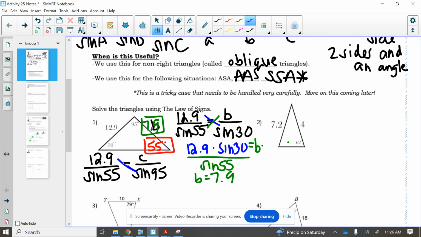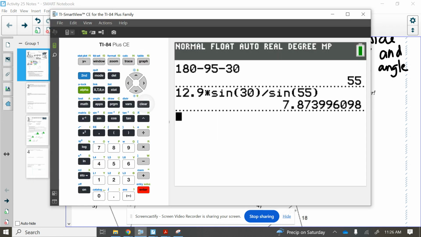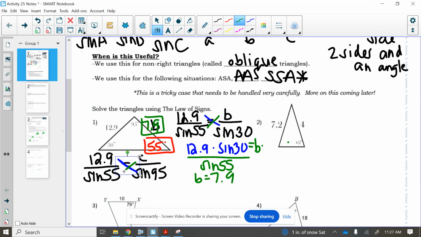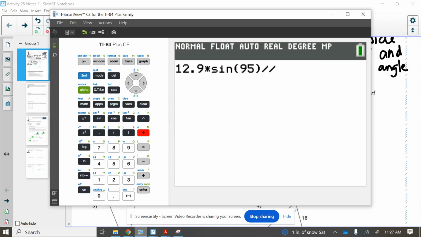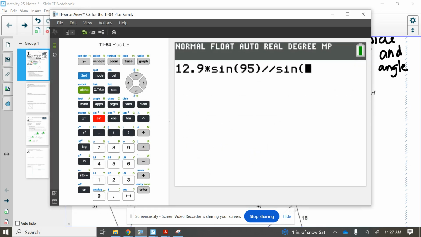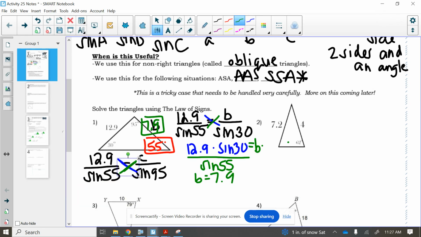So again, what's going to happen is I need to multiply this time 12.9 times the sine of 95, and then that is going to get divided by the sine of 55, because I would need to divide that over to get C by itself. So divide that then by the sine of 55, and we get about 15.7 for that missing side down here.